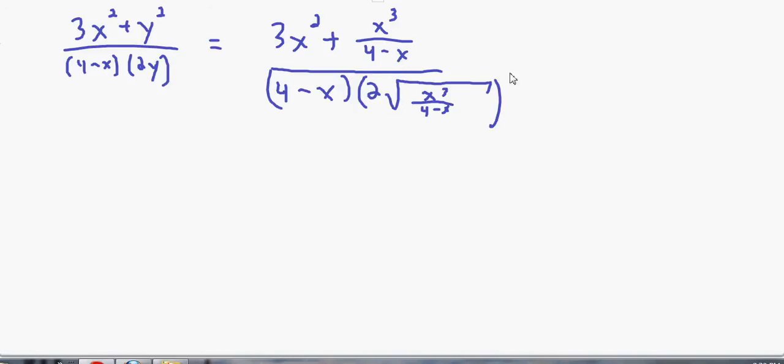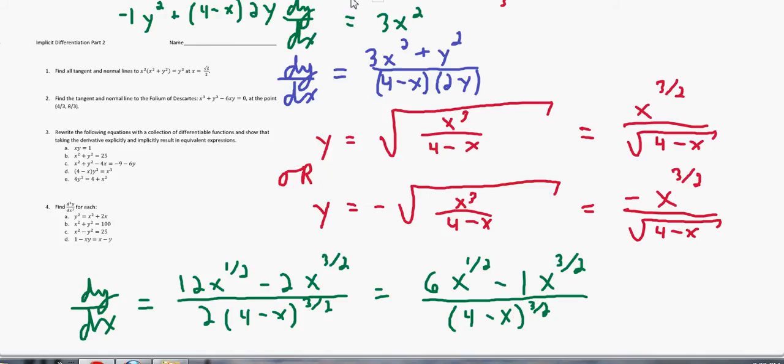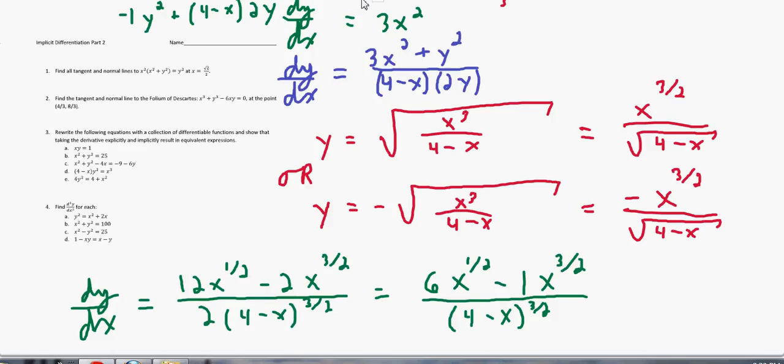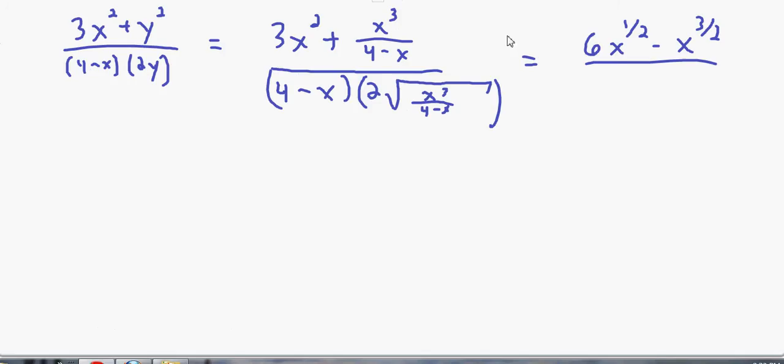Okay, now we got to show that this thing is equal to 6x to the 1/2 minus x to the 3/2 over 4 minus x to the 3/2. Well, mostly we just don't want this 4 minus x here. So we're going to multiply the top and bottom by 4 minus x. Okay. Now we're trying to get this thing right here.